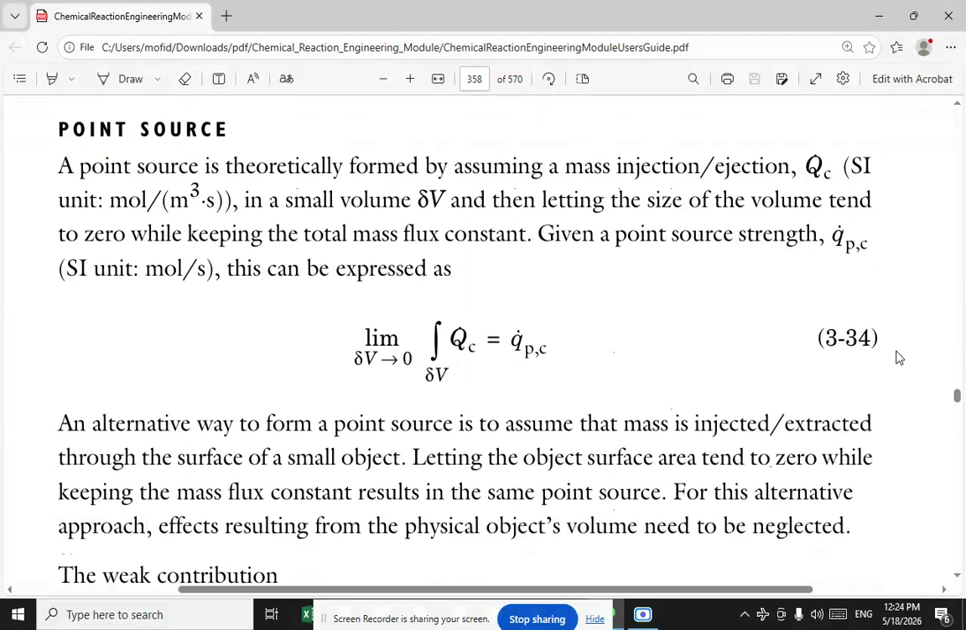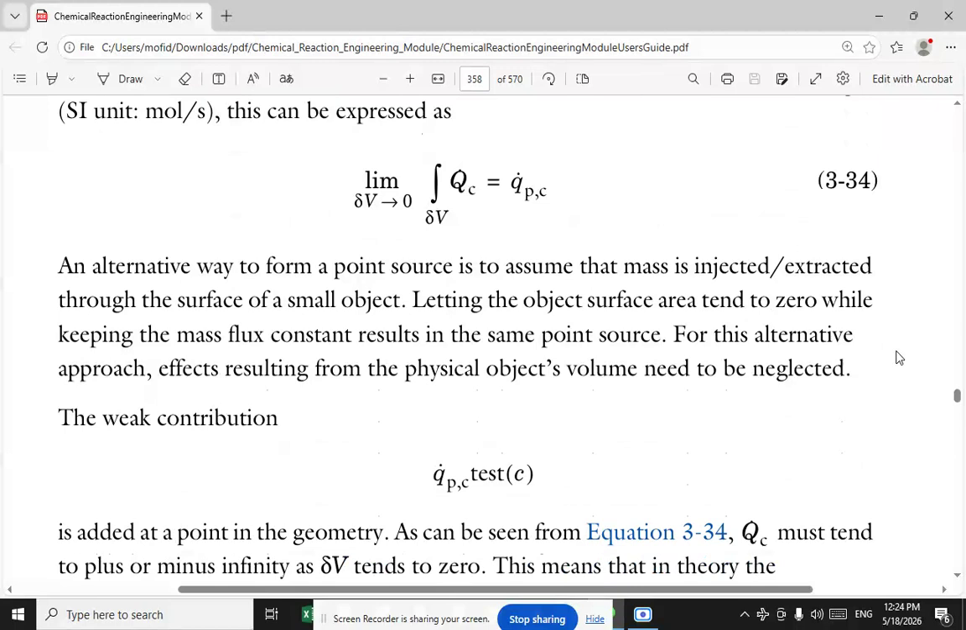Now I want to go through the point sources. The point source is theoretically formed by assuming a mass injection Q_c, with the unit mol per cubic meter second, in a small volume delta V, and then letting the size of the volume tend to zero while keeping the total mass flux constant, giving a point source strength Q prime p,c with the unit mol per second. This can be expressed as the limit as delta V goes to zero of the integral over delta V of Q_c, equal to Q_p,c, based on equation 3-34.